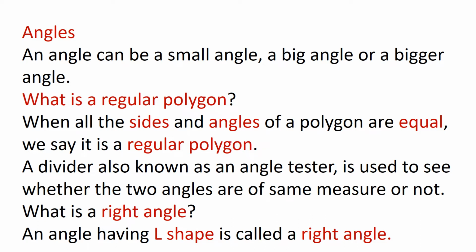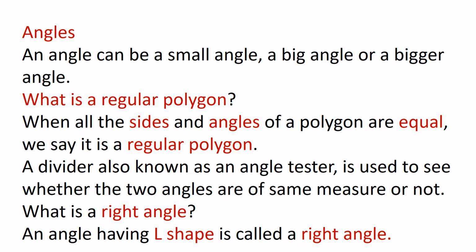Now what is a regular polygon? Children, when all the sides and angles of a polygon are equal, we say it is a regular polygon. A divider is also known as an angle tester, which is used to see whether the two angles are of same measure or not. Now kids, what is a right angle?